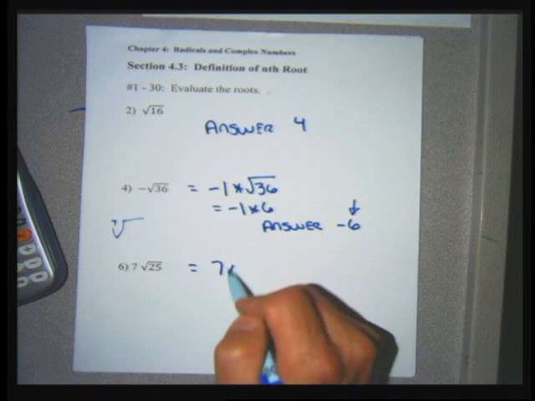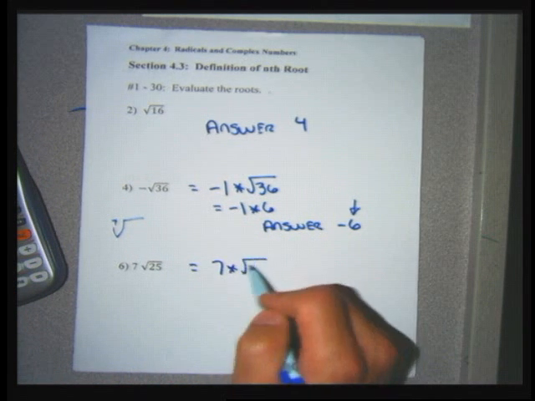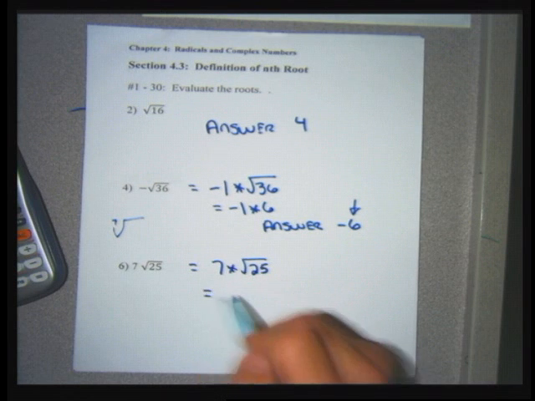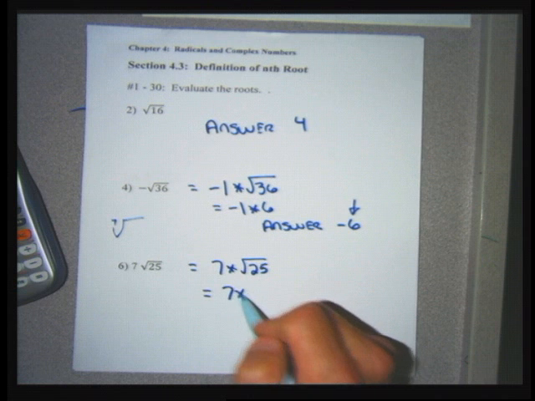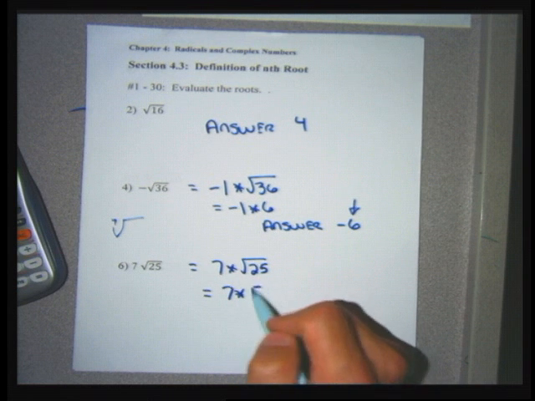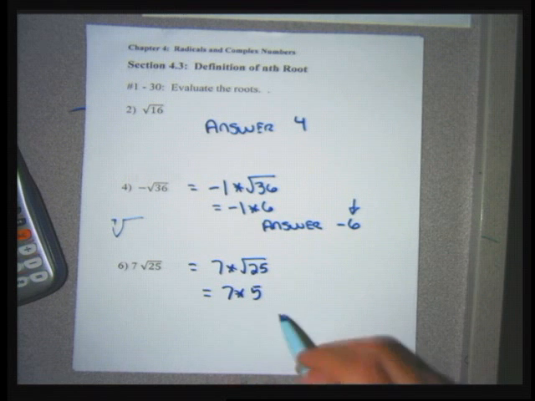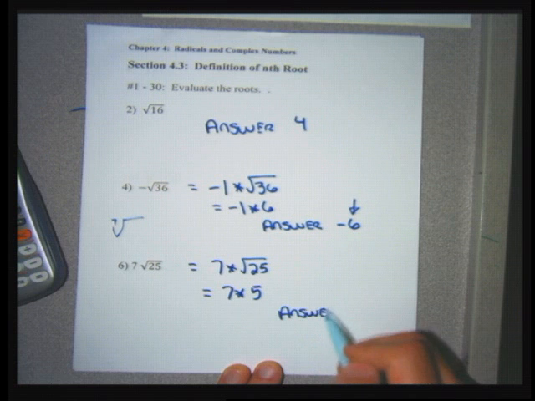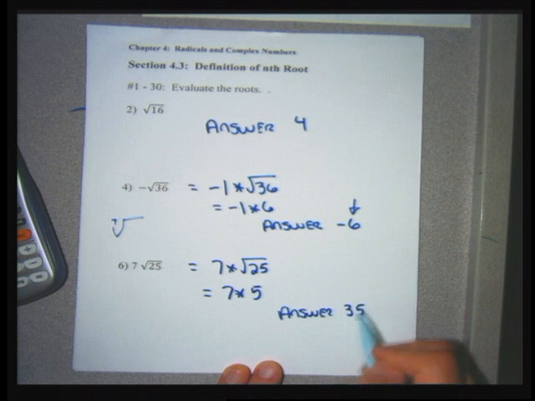And order of operations with square roots is you treat the square root like a parentheses and get it done first, and then you do any multiplication that's left over. The square root of 25 asks me what number squared is 25, and 5 squared is 25. So the answer to problem 6 is going to be 35.